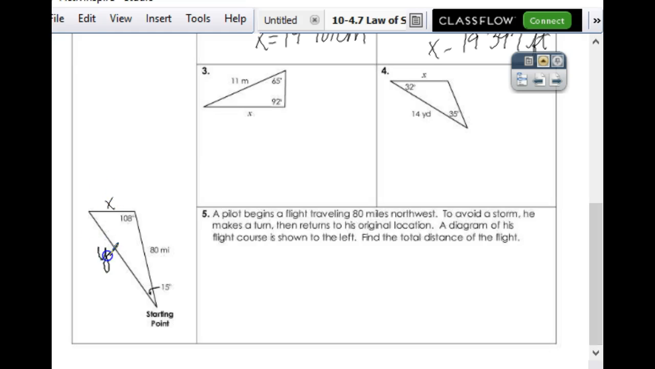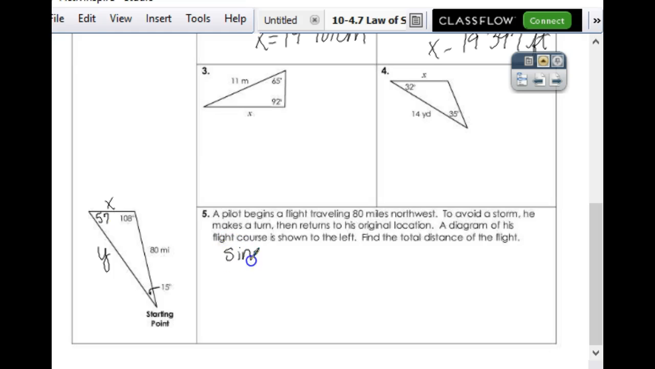Right? I need this side and this side. So if this is 108 and this is 15, what does that leave for this one? All right. So which two do I have that are given? I need the angle and the side across from it. Which one is that? Do I know 15? No. Do I know the 108? No. Do I know the 57 and the 80? So that one I have to use to start with.